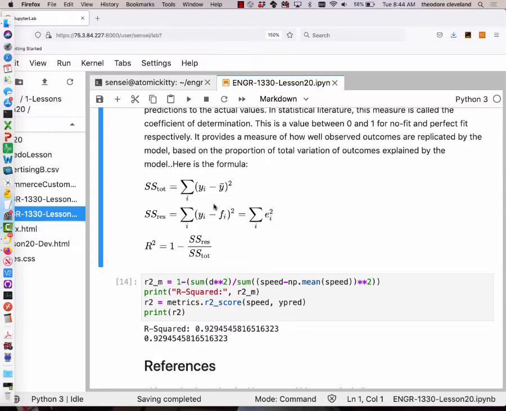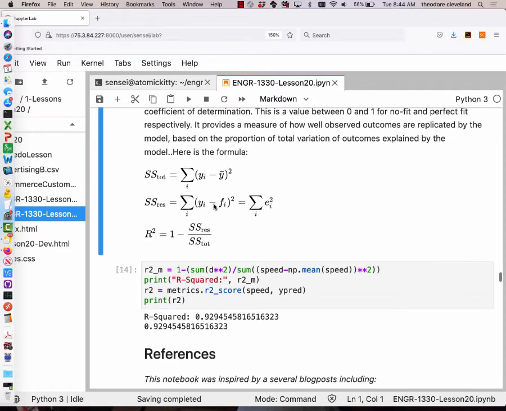No, making that up. It provides a measure of how well observed outcomes are replicated by the model, based on the proportion of total variation in outcomes explained by the model. Two periods. Here's the formula.